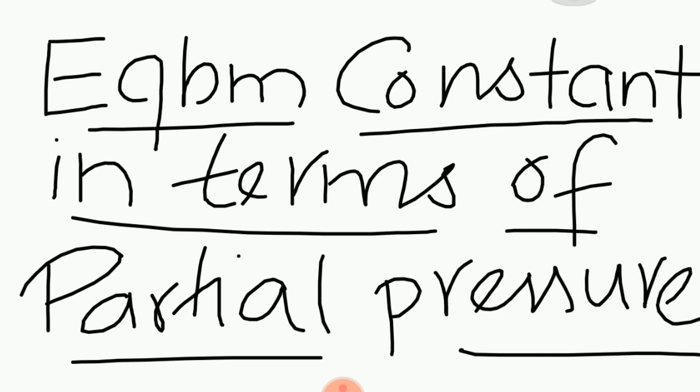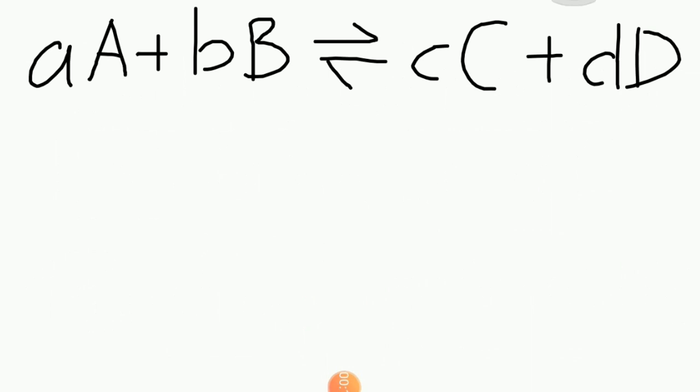So today we are continuing the chapter Equilibrium of class 11th with the topic Equilibrium constant in terms of partial pressure. Now let's consider a reaction aA plus bB gives cC plus dD. That's a general equation we use to consider in all equilibrium reactions. So all in gaseous state.